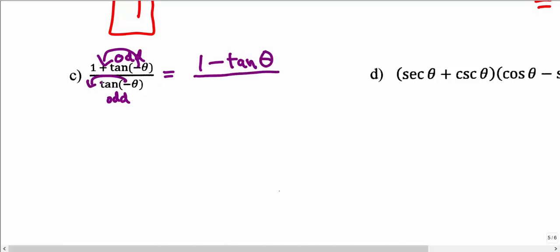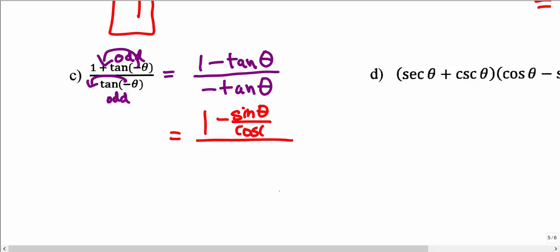And do the same thing on the bottom. We're left with a negative tangent theta. So now we've gotten rid of those negative thetas and replaced it with positive thetas. And now let's go through and replace tangent with sine and cosine. So we're going to use that identity, that quotient identity. We have 1 minus sine theta over cosine theta. So we're replacing tangent with that quotient identity. And the same thing on the bottom, we have minus sine theta over cosine theta.